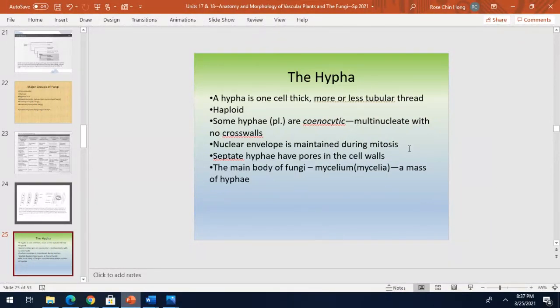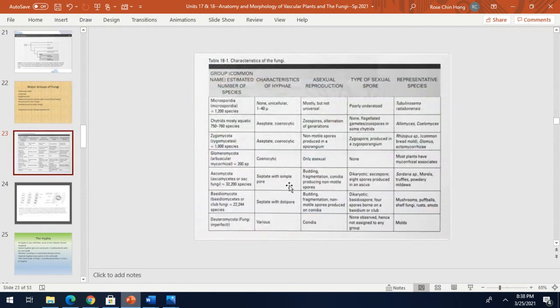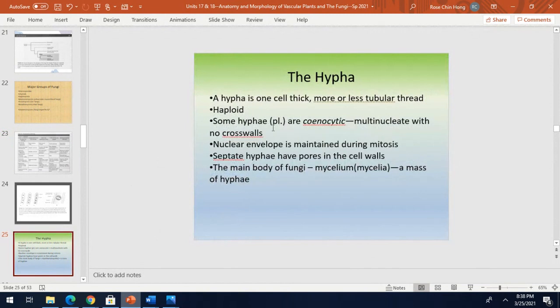And the nuclear envelope is maintained during mitosis. So the ones which have septation, which are septate hyphae, have pores in the cell walls. It could be either a simple pore, as in the Ascomycota. Let's go back and look at that slide again. Or it could be a dolipore, as in the Basidiomycota. Okay, simple pore in the hyphae, and here Basidiomycota is a dolipore. All right, so this just describes it.